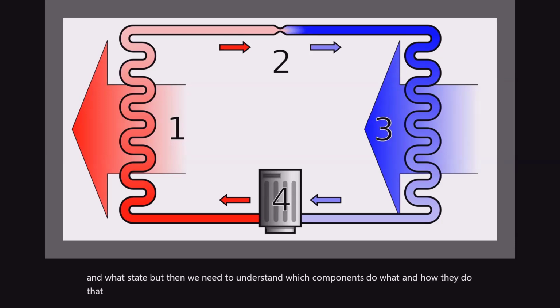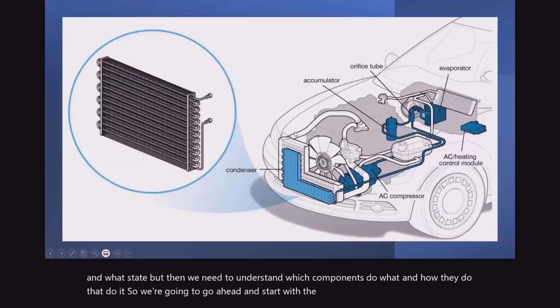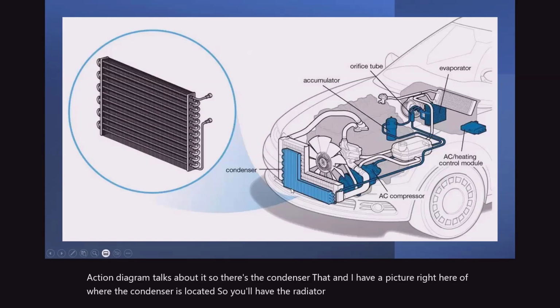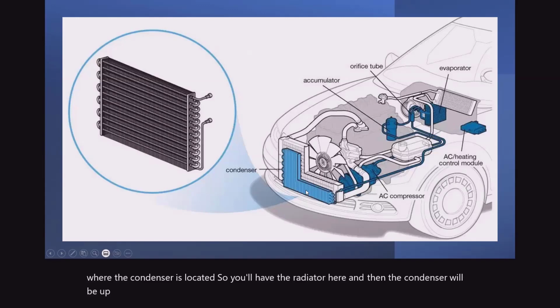So we're going to go ahead and start with the condenser, where the action diagram talks about it. I have a picture right here of where the condenser is located. So you'll have the radiator here, and then the condenser will be up front. Now, some of the early Dodges actually had a split, where half of the radiator would be on one side and the condenser would be on the other side.